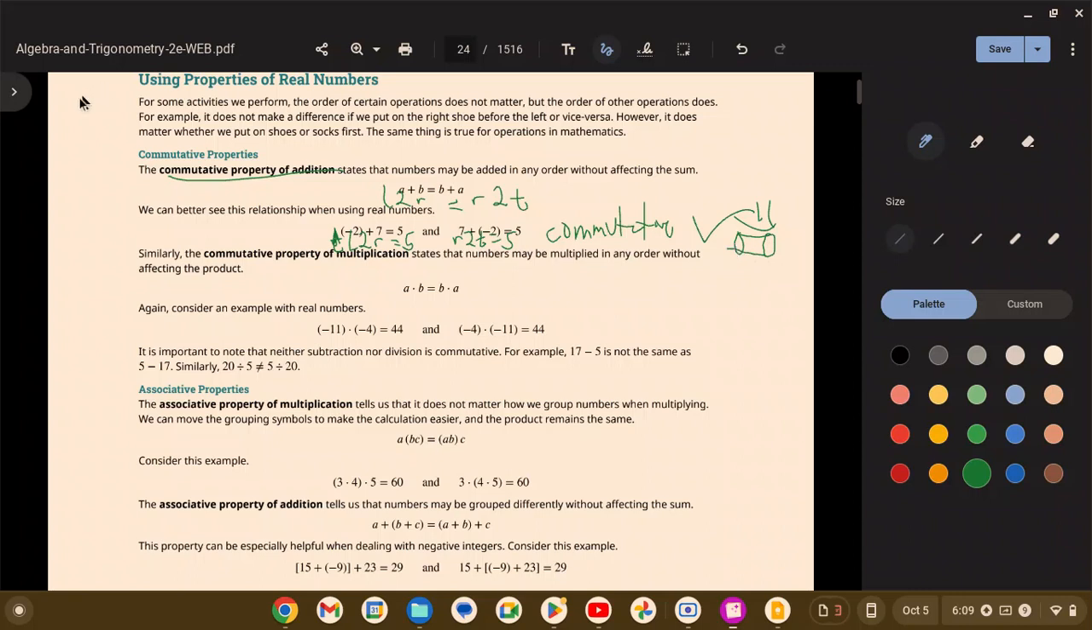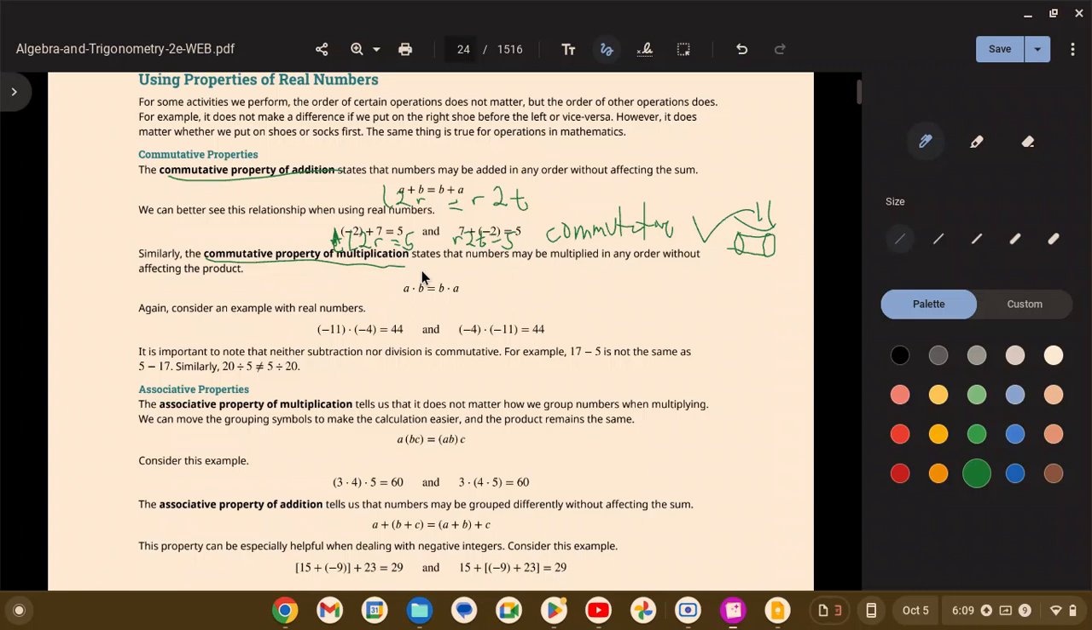Similarly, the commutative property of multiplication states that numbers may be multiplied in any order without affecting the product. Like the commutative property of addition, the only difference is the sign and the operation done with it. So a times b equals b times a. Again, consider an example of real numbers. Negative 11 times negative 4 equals 44, and negative 4 times negative 11 equals 44.